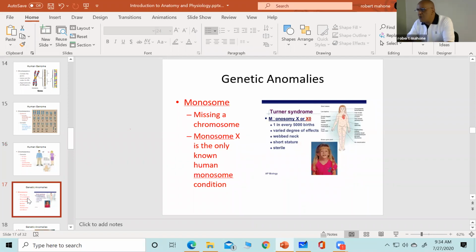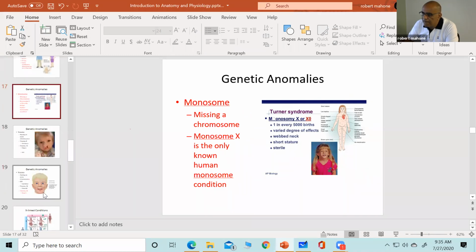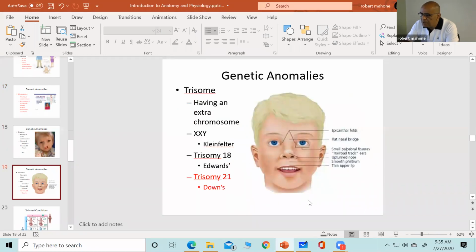Know that monosomy means that you're missing a chromosome, and that monosomy X is the only known human monosomy condition. Know that trisomy is the most common, or excuse me, Down syndrome is the most common trisomy condition.